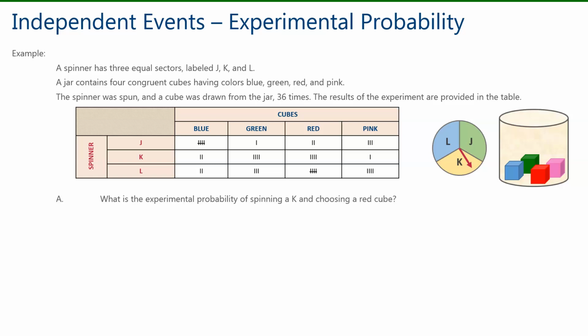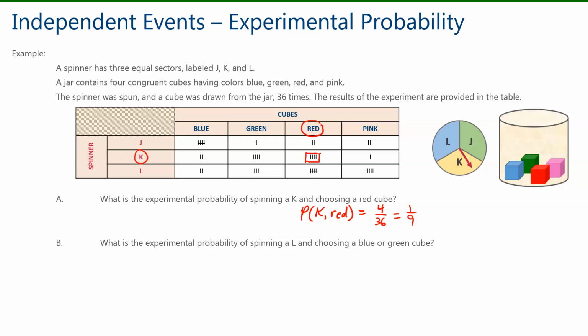What we have to figure out, first of all, is the probability of spinning a K and choosing a red cube. In my table, I look at the K, I look for the red, and where that row and column overlap, that's the number I'm interested in. There's a tally there of 4. Those are the favorable outcomes for K and red out of 36, which I can reduce to 1/9.